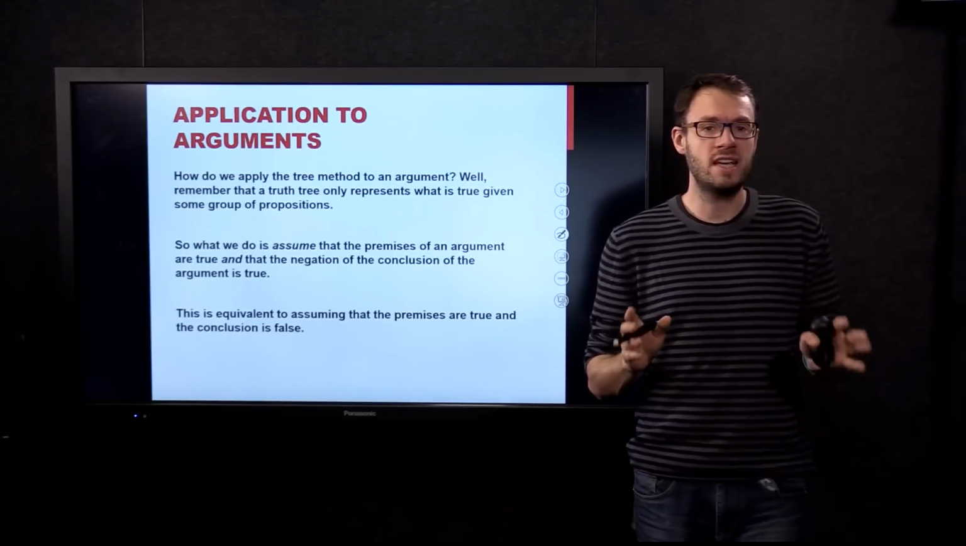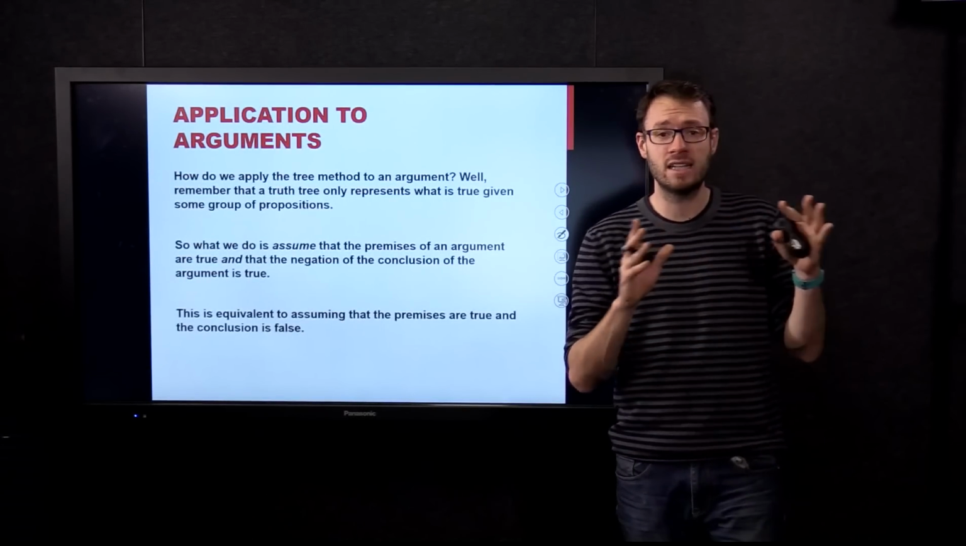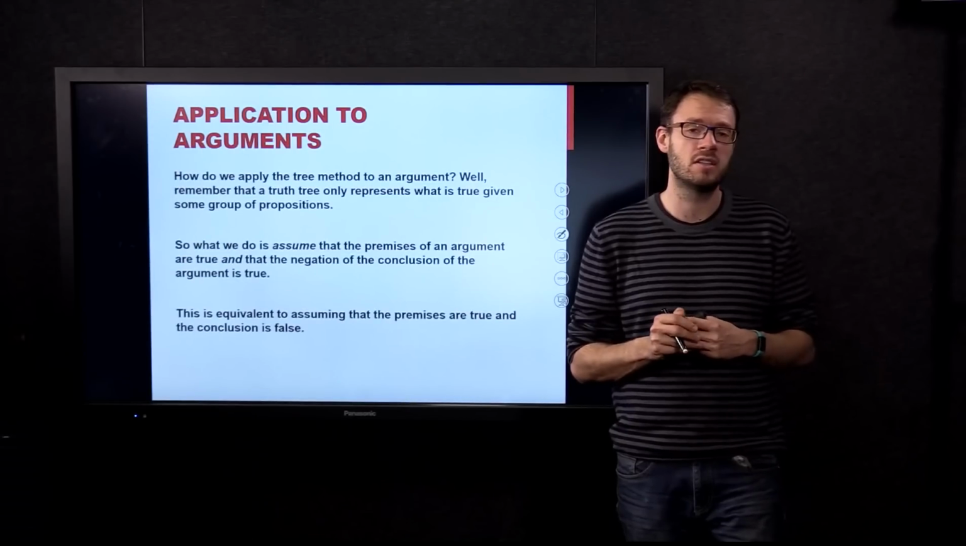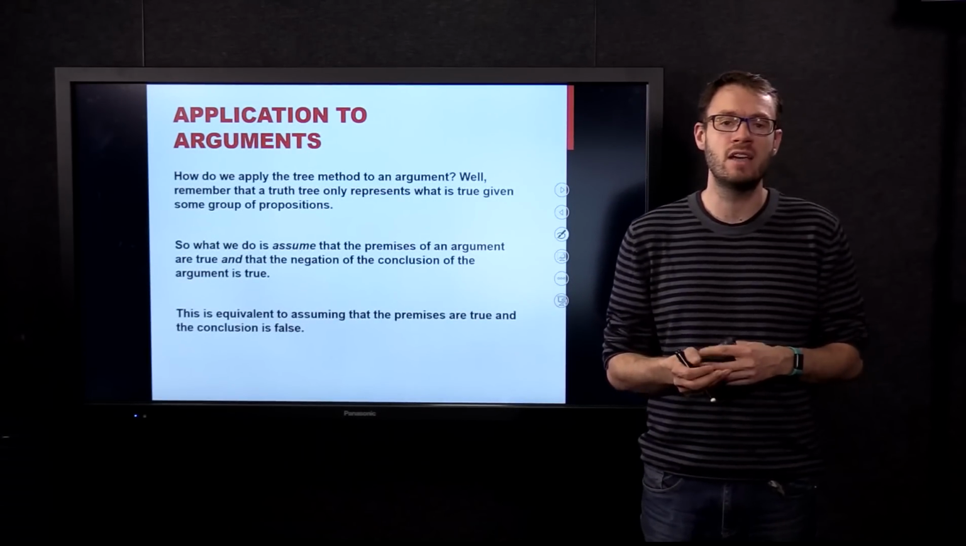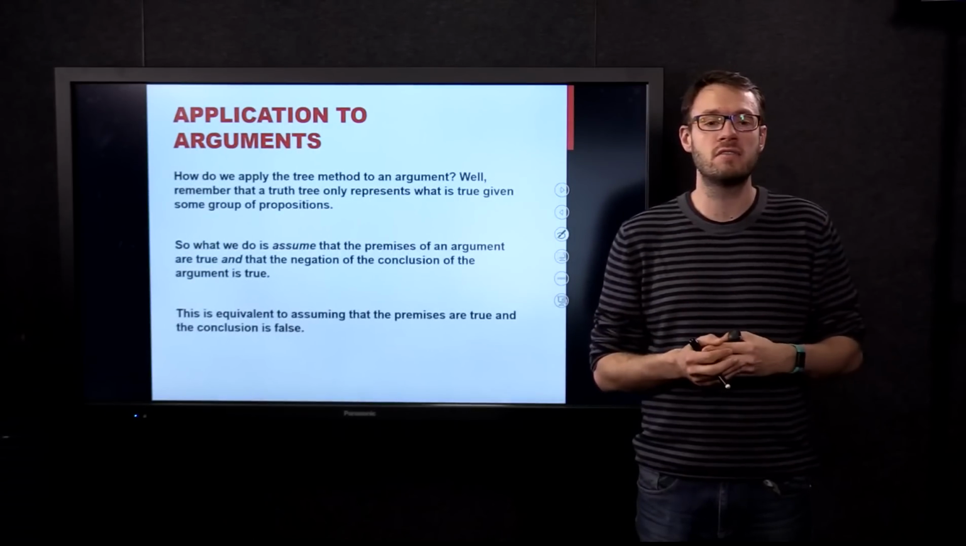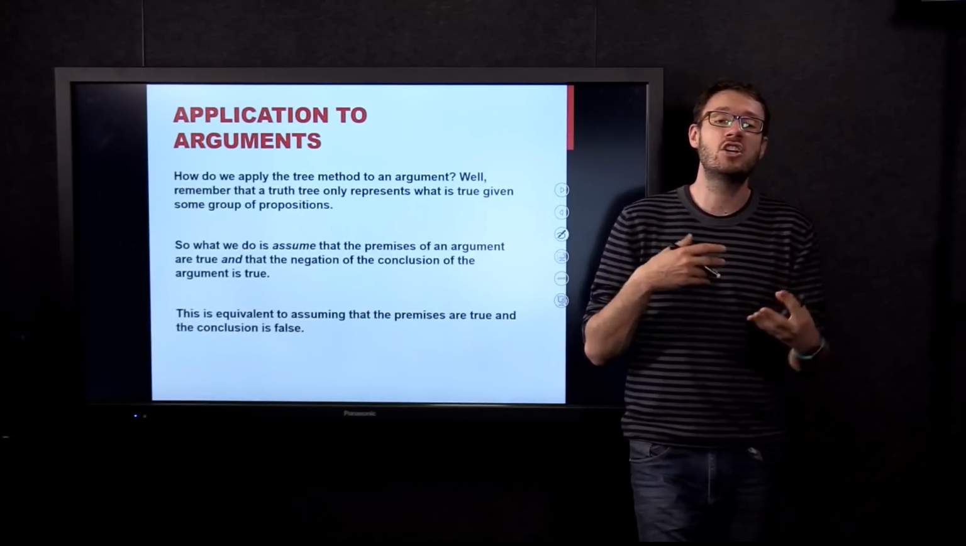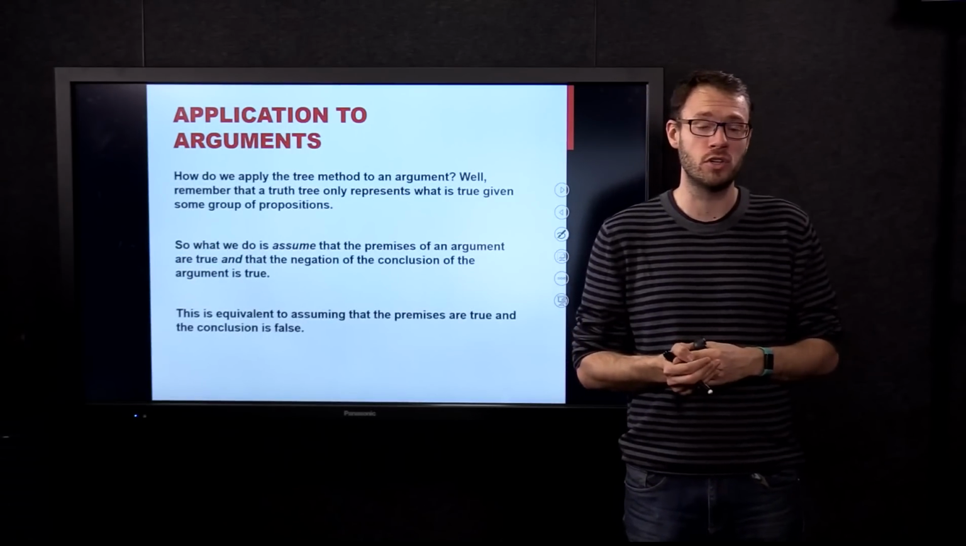Okay, so how do we actually test for validity with respect to an argument? The test for validity is not just a matter of writing down all of the propositions and then doing the truth tree system. We actually have to do something a little bit different. What we have to do is assume that the premises of the argument are true and that the negation of the conclusion of the argument is also true.